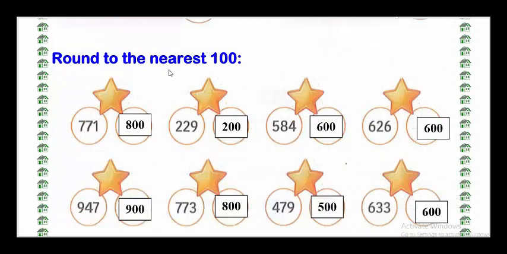Now we will round to the nearest 100, and to round to the nearest 100, look at the tens. 771, where are the tens? The tens is 7, and 7 is a rich number, so 7 will be 8, so the answer will be 800.